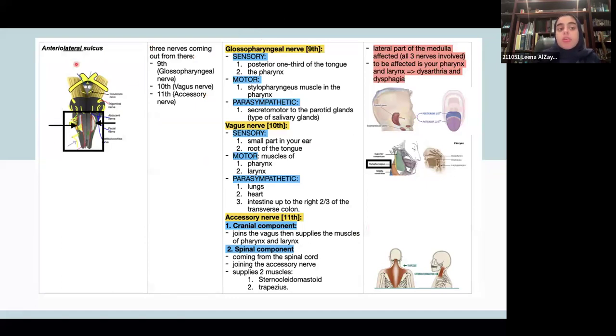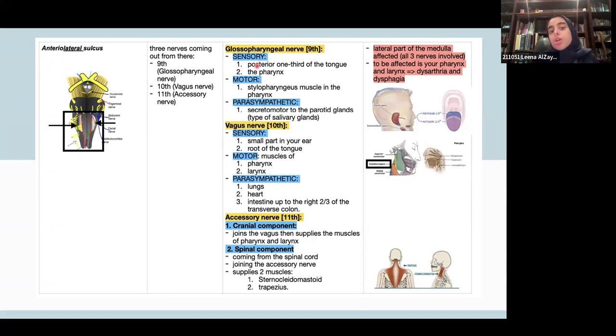Okay? Now, if we go more lateral, now we're more in the lateral aspect of the medulla, we have another sulcus, still in the anterior, lateral, not anterior medial, the anterior lateral sulcus. And in the anterior lateral sulcus, which is actually the green color that you can't really see clearly here, where we have the arrows as well, I'm pointing at them, okay? We have 3 nerves coming out of it, 9, 10, and 11. What is 9? It's glossopharyngeal. What is 10? It is vagus. And what is 11? It's accessory nerve.